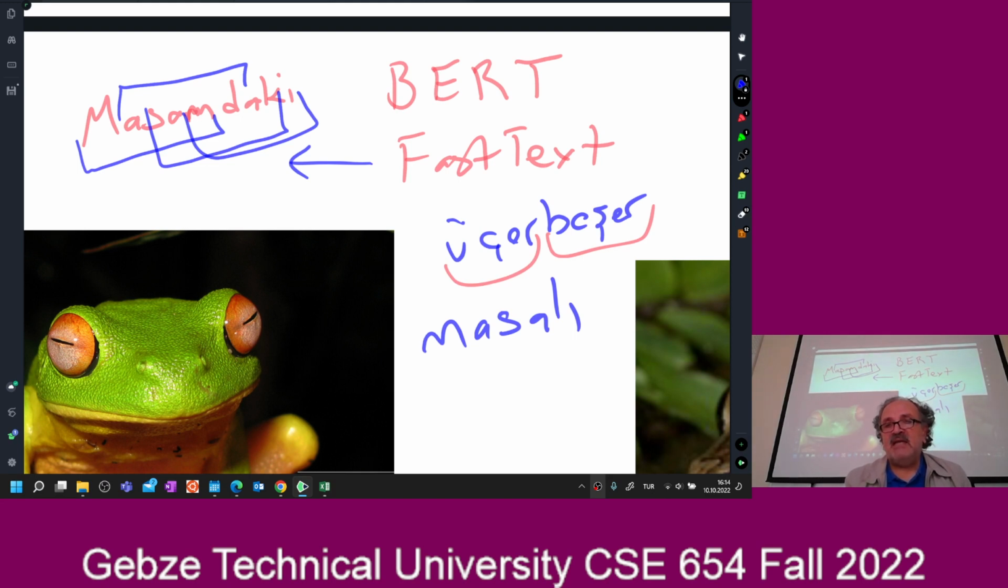They take the words by themselves without paying any attention to the context. Context is very important. Masalı oda, masalı sandalye, prenses masalı, etc. They are all very different, and masalı oda and masalı sandalye, even if these two are used in different contexts, they should have different vectors.